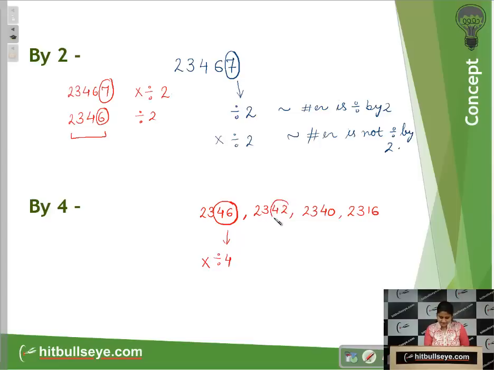Now I can take the second example, which is 42 here. As you can see, 42 is not divisible by 4. Once again, my number will not be divisible by 4. Now come to the next example, 40. You will select the last two places, tens place and the unit place. Since 40 is divisible by 4, as you can see, 4 into 10 is equal to 40, this number is divisible by 4. Now come to next number, which is ending in 16. Since 16 is divisible by 4, that's why my number will be divisible by 4.